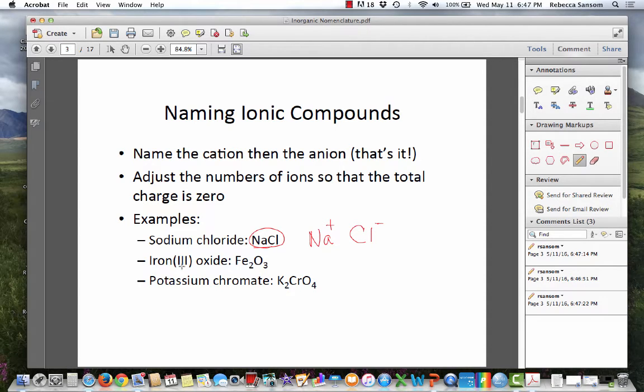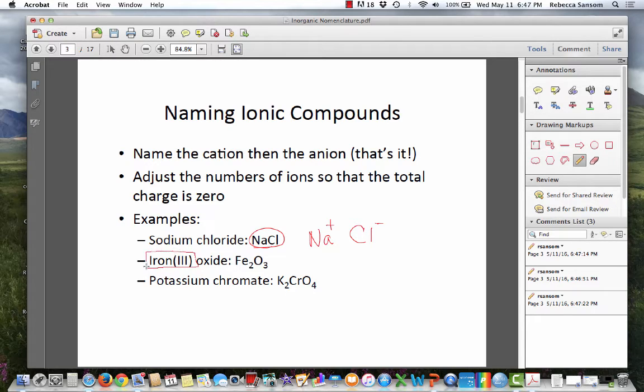Iron(III) oxide is different because now this one contains a transition metal. Transition metals are funny because unlike the representative elements, those elements that are in the first 2 and the last 6 columns on the periodic table, the transition metals can have multiple stable ions. Iron, for example, can be Fe2+ or Fe3+. So when we're writing the name of it, we have to indicate which one we're talking about. And what we do is we include a Roman numeral.